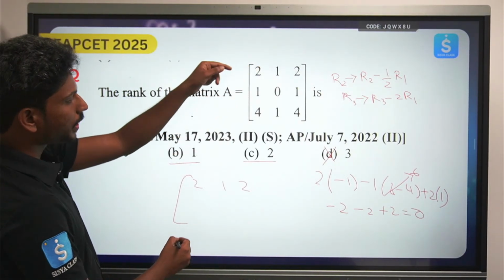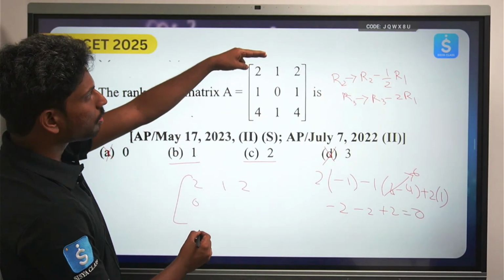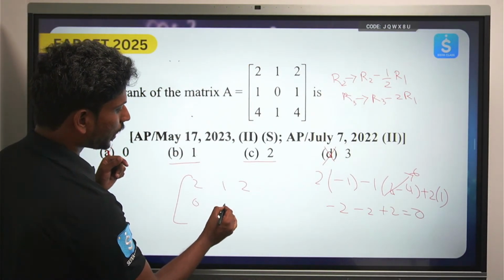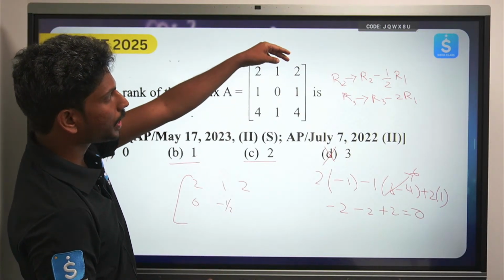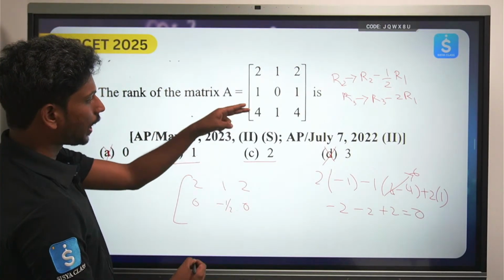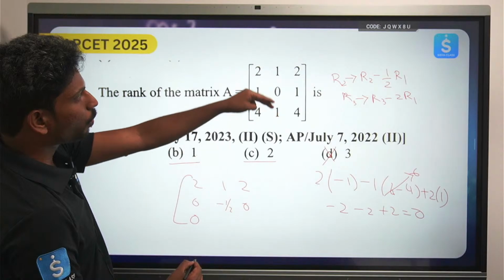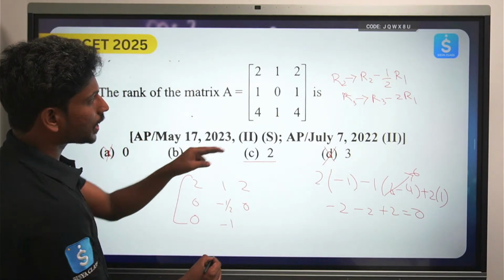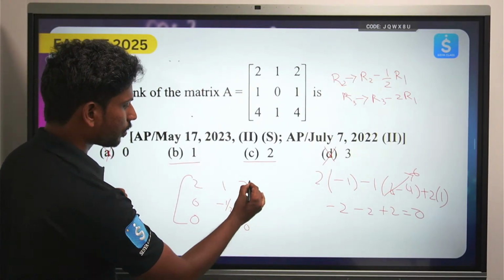So 1 minus half, this will become 0, 0 minus half, so that will become minus half, and 1 minus again half, this will become equal to 0, and this will become 0, and again 1 minus 2, that will be equal to minus 1, 4 minus 4, this will also be equal to 0, right?